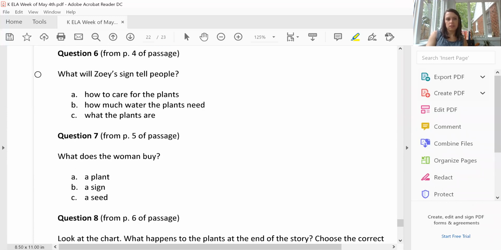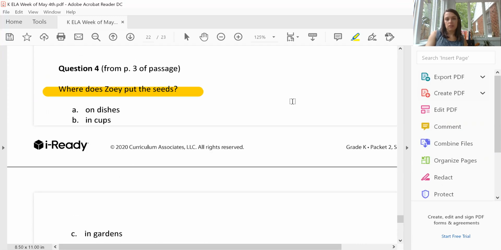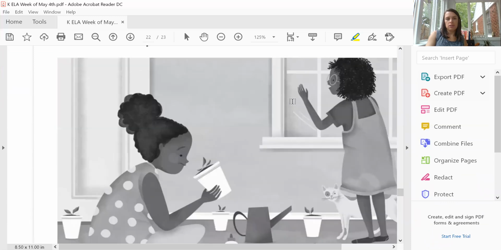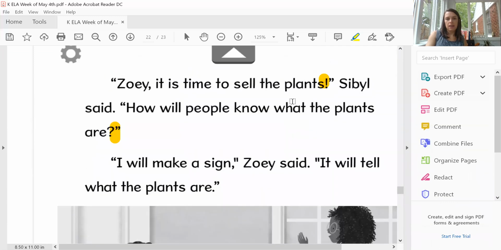Question 6. What will Zoey's sign tell people? How to care for the plants? How much water the plants need? Or what the plants are? Let's go back to page 4. What will Zoey's sign tell people?